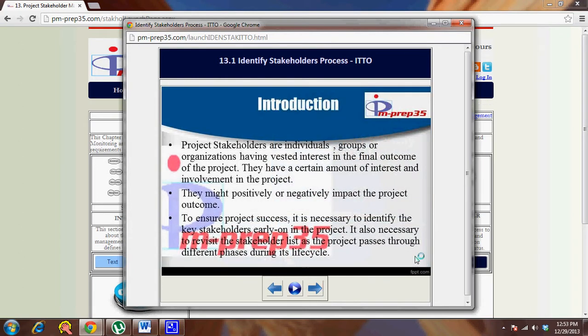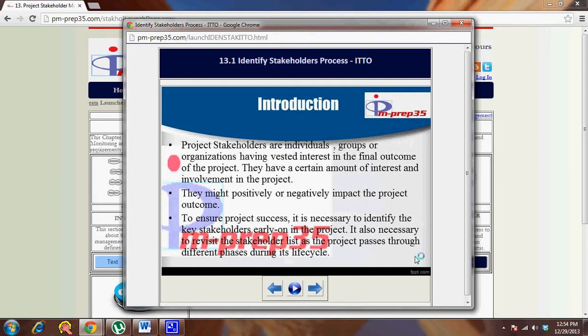Project stakeholders are individuals, groups or organizations having a vested interest in the final outcome of the project. They have a certain amount of interest and involvement in the project. They might positively or negatively impact the project outcome. To ensure project success, it is necessary to identify the key stakeholders early on in the project. It also is necessary to revisit the stakeholder list as the project passes through different phases during its life cycle. Different stakeholders will have a say in different phases of the project life cycle.